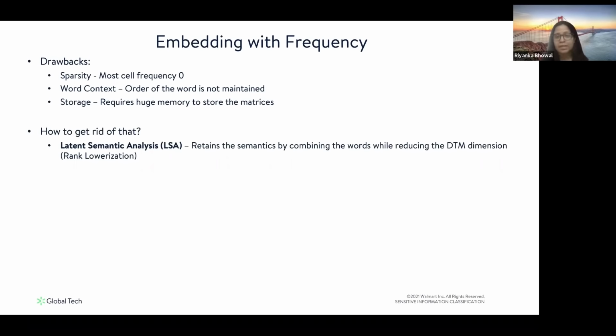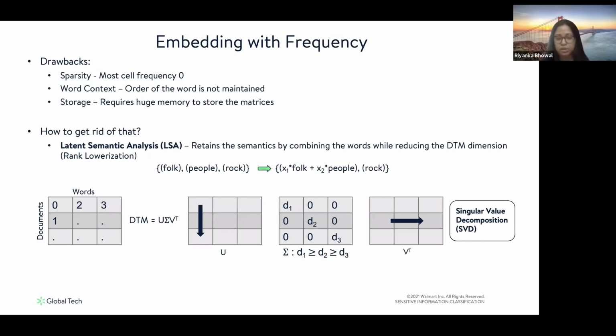We have something called LSA, latent semantic analysis. It tries to combine the words based on their semantics. For example, I have three words: folk, people, and rock. It will combine folk and people and separate out rock. How will it do that? We have this DTM, the matrix, and we decompose it into three different matrices, U, sigma, and V, where U and V are orthogonal matrices, which are dependent on the eigenvectors of DTM, and sigma is a diagonal matrix, where D1, D2 are the singular values, which are based on the eigenvalues of the DTM matrix. Now, if we take a lower dimension of this sigma matrix, we will get a lower dimension of the DTM by rank lowerization.